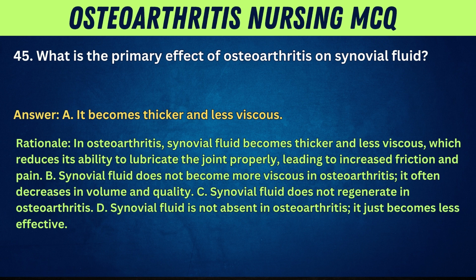Rationale: in osteoarthritis, synovial fluid becomes thicker and less viscous, which reduces its ability to lubricate the joint properly, leading to increased friction and pain. B. Synovial fluid does not become more viscous in osteoarthritis. It often decreases in volume and quality. C. Synovial fluid does not regenerate in osteoarthritis. D. Synovial fluid is not absent in osteoarthritis. It just becomes less effective.